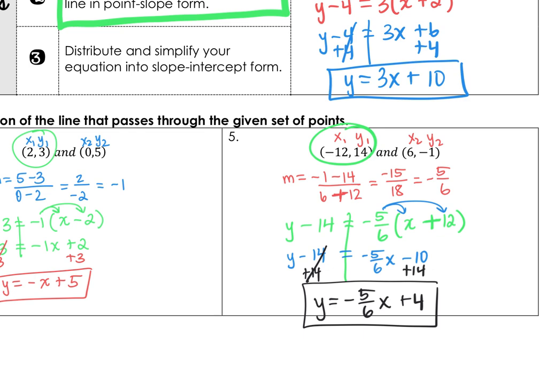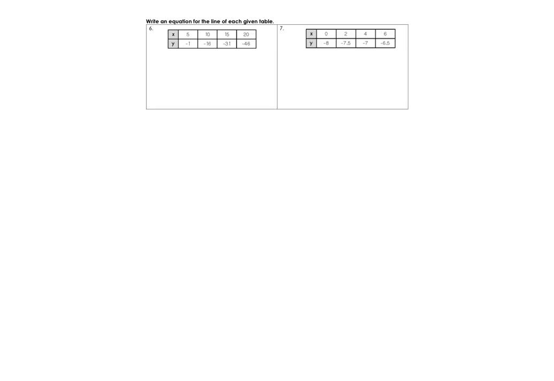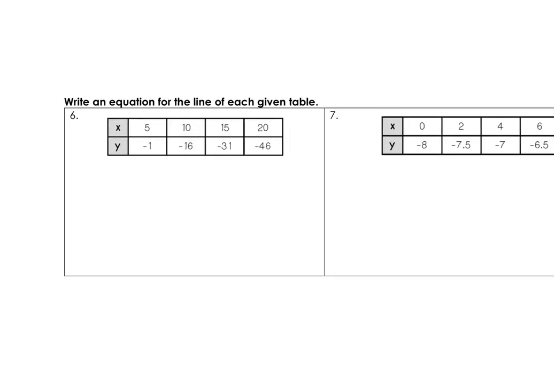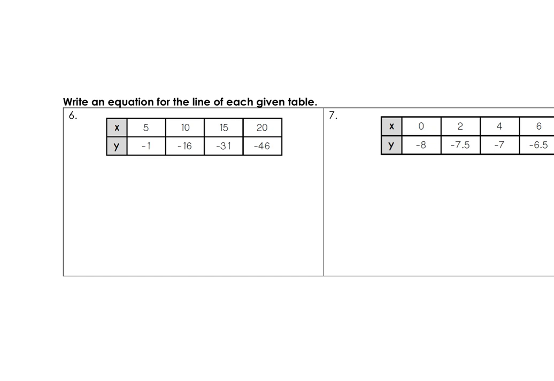All right, one more with me. And then the next one, it's you and your partner. So these next two, I've given you a table. But what you have to understand is that a table is just points. This table has 4 different points, but I only need how many? How many do I need for this process to write the equation of a line? I only need 2. I only need 2 points to write the equation of a line. So the table just gives you options. You can use whatever 2 points you want.